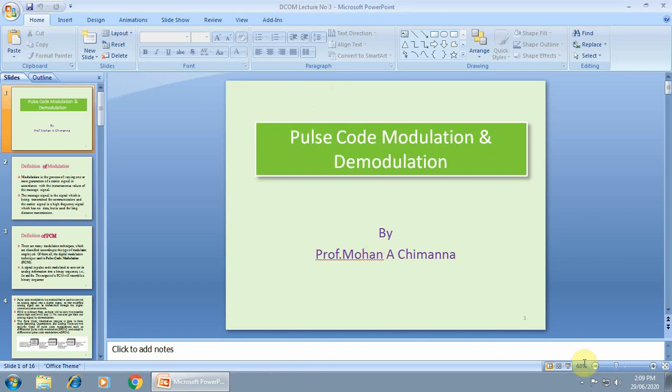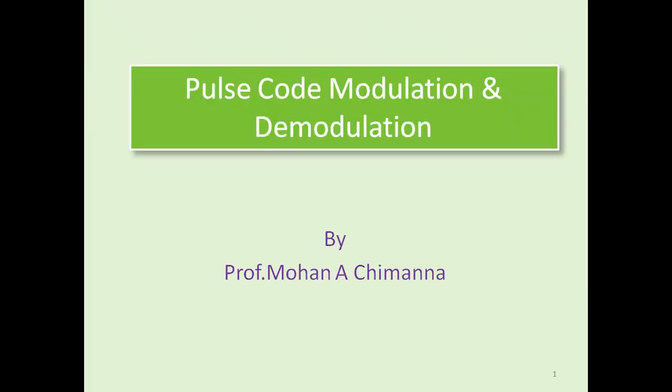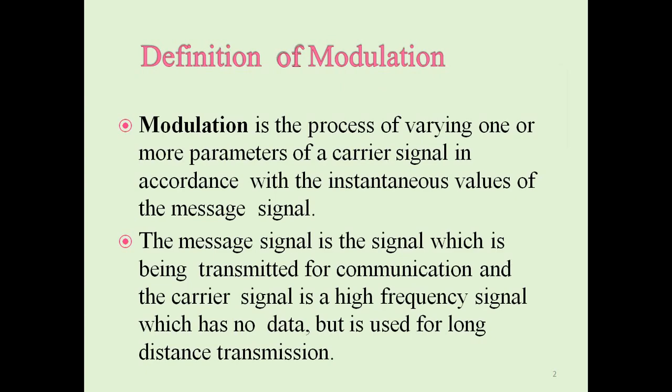Today we are going to discuss pulse code modulation and demodulation. Basically, modulation is the process of varying one or more parameters of the carrier signal in accordance with the instantaneous value of the master signal. The master signal is the signal which is being transmitted for communication, and the carrier signal is the high frequency signal which has no data but is used for long distance communication.